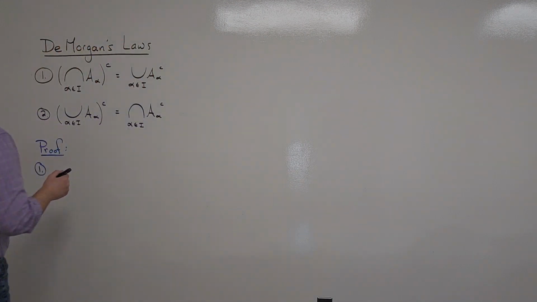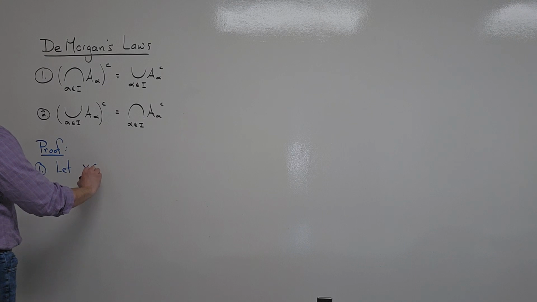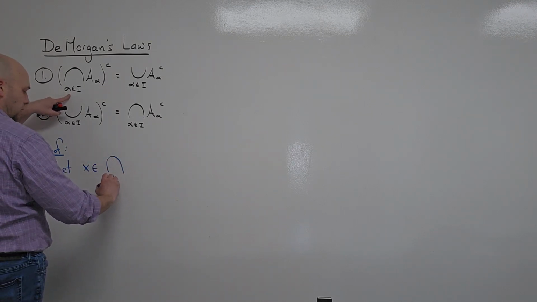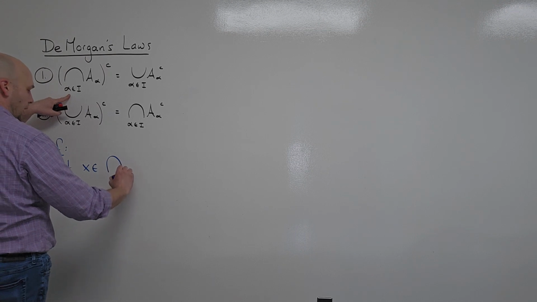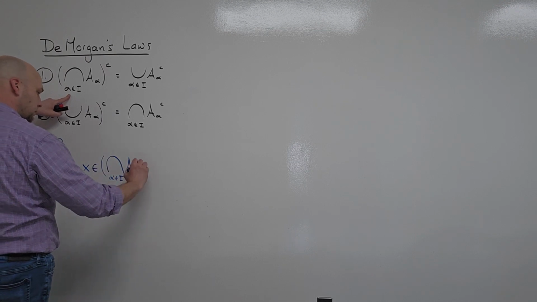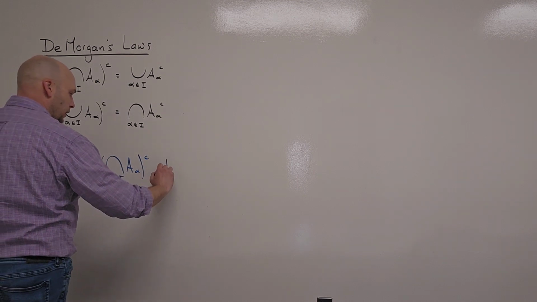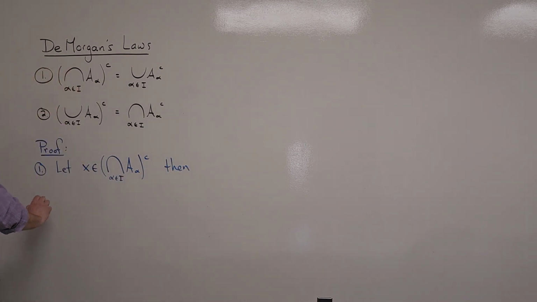So what I'm going to do is start by showing that this set is a subset of this one. And in order to do that, I have to take an arbitrary element of this collection. So X is an arbitrary element in the complement of the intersection. So if X is an element of this, then what that means is X is, of course, not an element of the intersection.